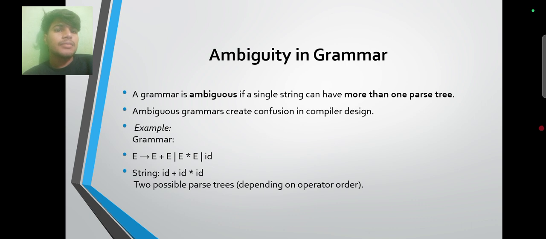Ambiguous grammar. A grammar is ambiguous if a single string can have more than one parse tree. Ambiguous grammar creates confusion in compiler design. An example of a grammar: E → E + E | E * E | id. String: id + id * id. There are two possible parse trees depending on the operator order.